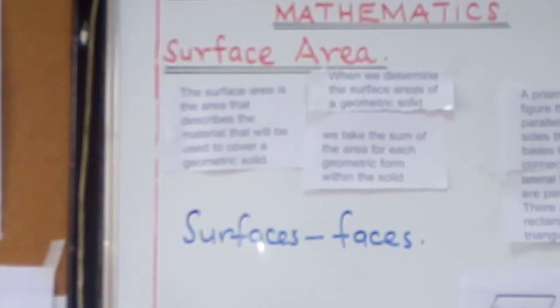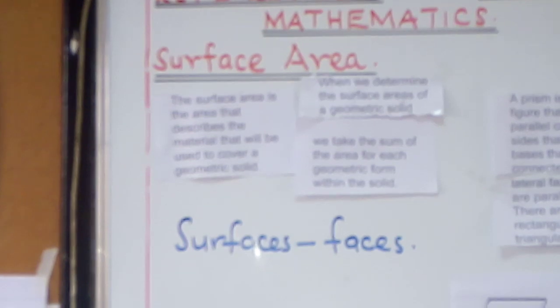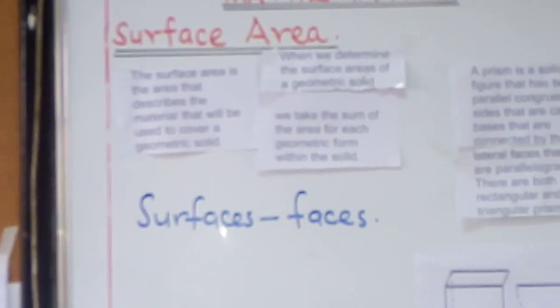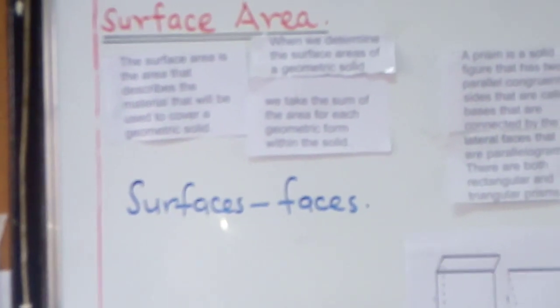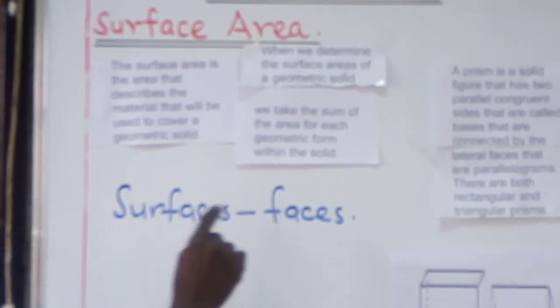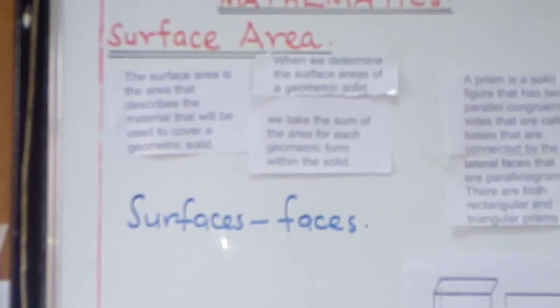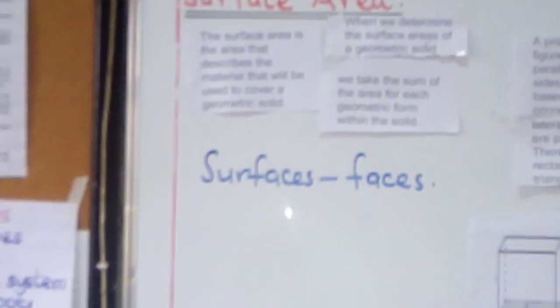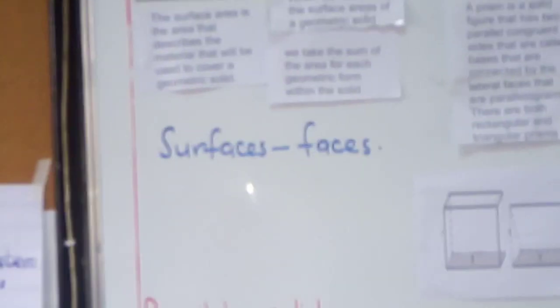Remember the net. When you are drawing the net, we know the faces, the edges, and the vertices. And so if you know how to identify the faces of a solid, you are able to know its surface area.